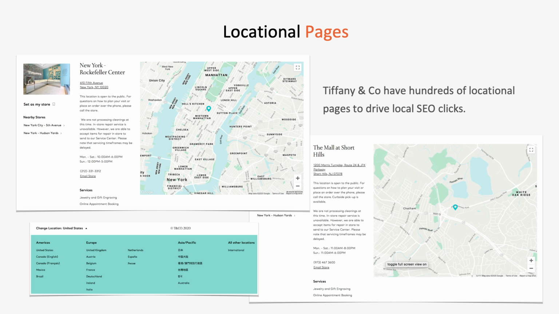A lot that you can do to really rank locally is to have tons of location-based pages. Tiffany & Co. does a great job of this. They sell jewelry. They have local pages for all their retailers or all their locations. And by doing this, they're ranking really, really well locally, and it causes them to get more business over time.